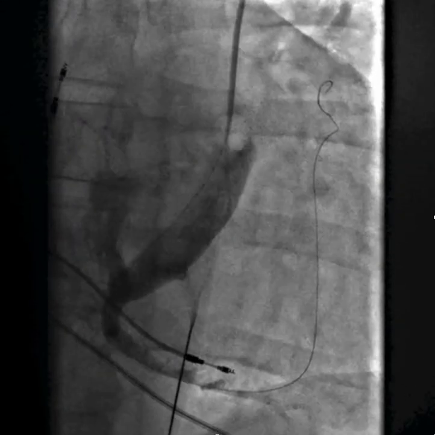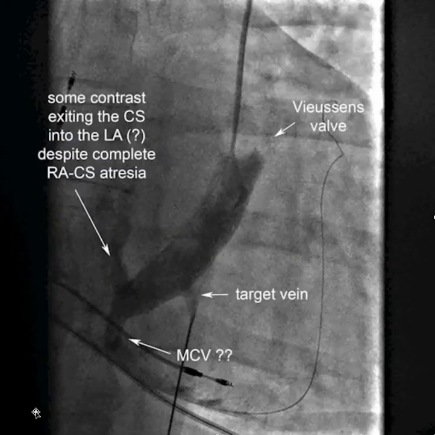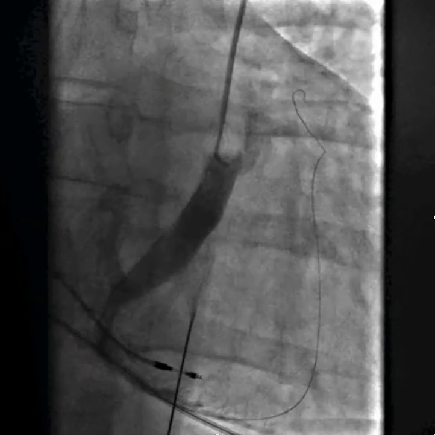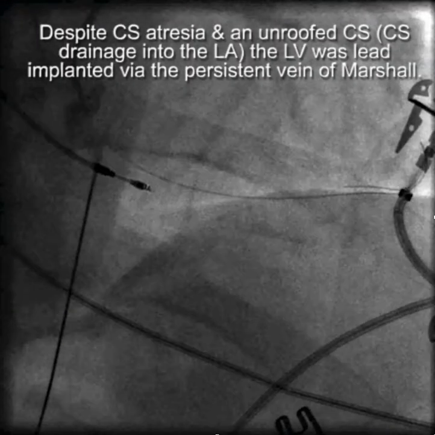and so it was then possible to advance the pacing lead down into the target vein.